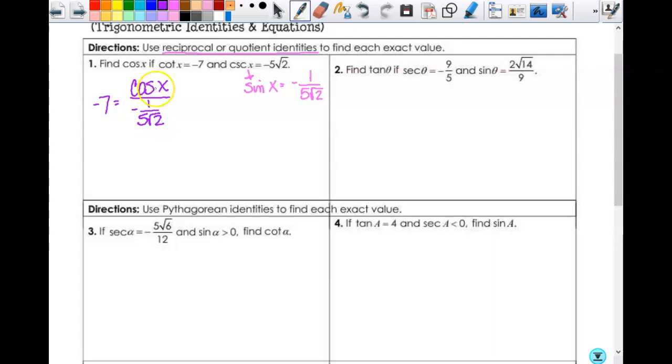Then I want to get cosine by itself, so I'm going to multiply both sides by the denominator. When I multiply this by that negative 7, I'll make it positive 7 over 5 square root of 2 equals cosine x. And then when I rationalize, I get that cosine x equals 7 square root of 2 over 10.